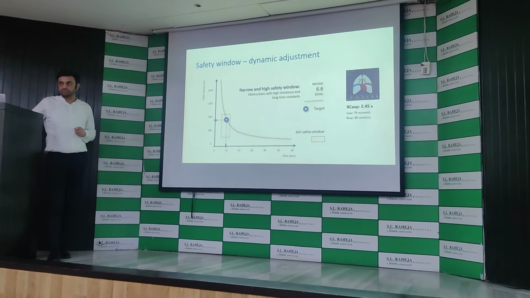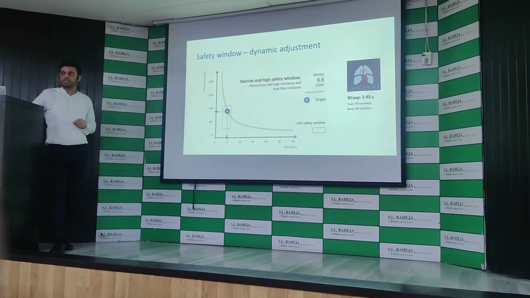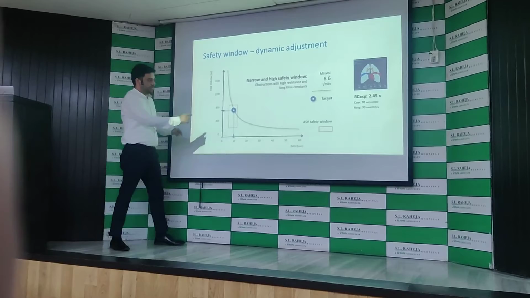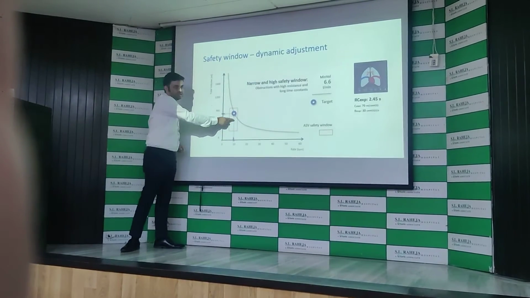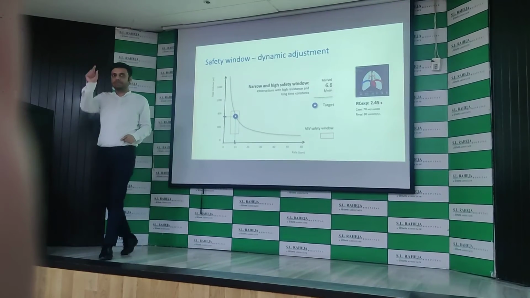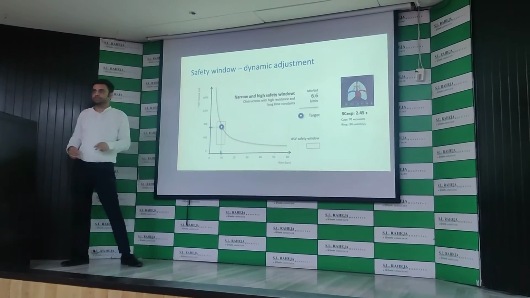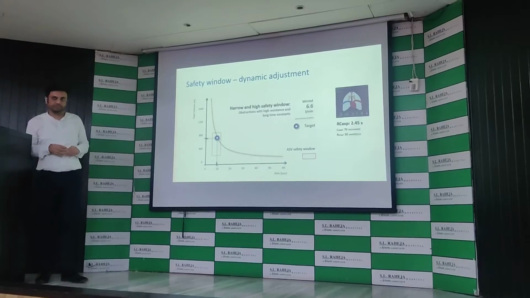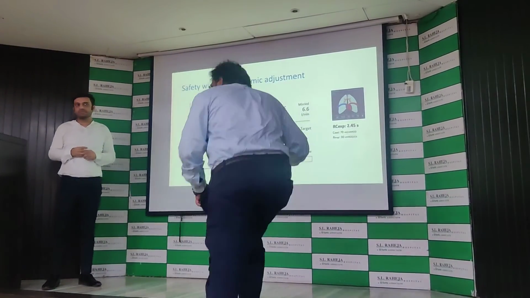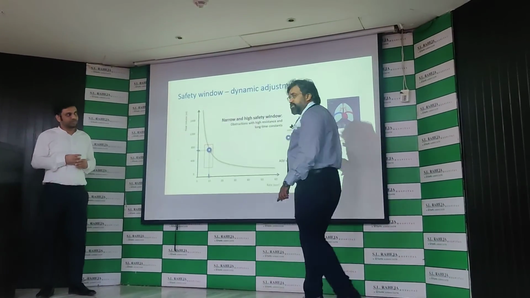Suppose if it's a barotrauma, why should the safety box change? It will. The box will not come on it, only the cursor will change. No, the window will also be shown. The box will change. So how is the safety box calculated? The safety box is calculated based on the pressure, the compliance and the resistance. So it will look at compliance and resistance.